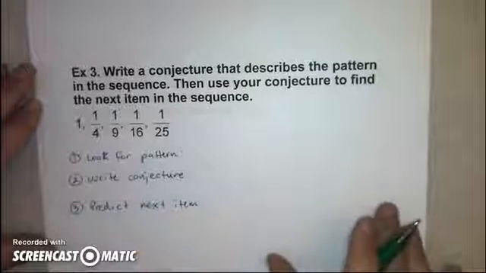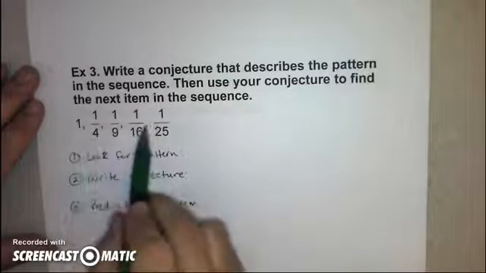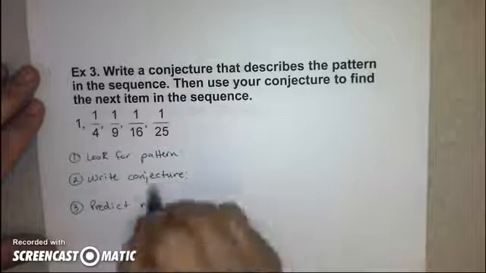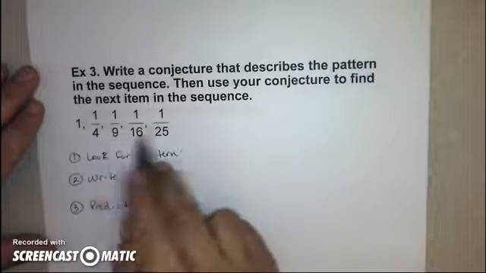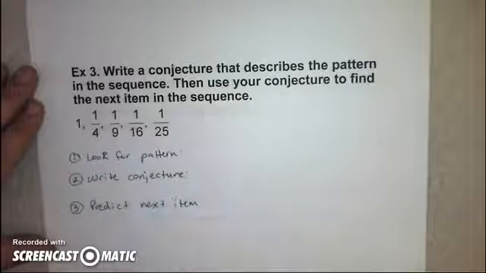I want you guys to pause the video to look at this and try and do these 3 things. When you write your conjecture, you're going to write what you think the pattern is, explaining that pattern, and then you're going to predict the next item in the pattern. Alright, if you need more time, go ahead and pause the video. Otherwise, these are the answers here.